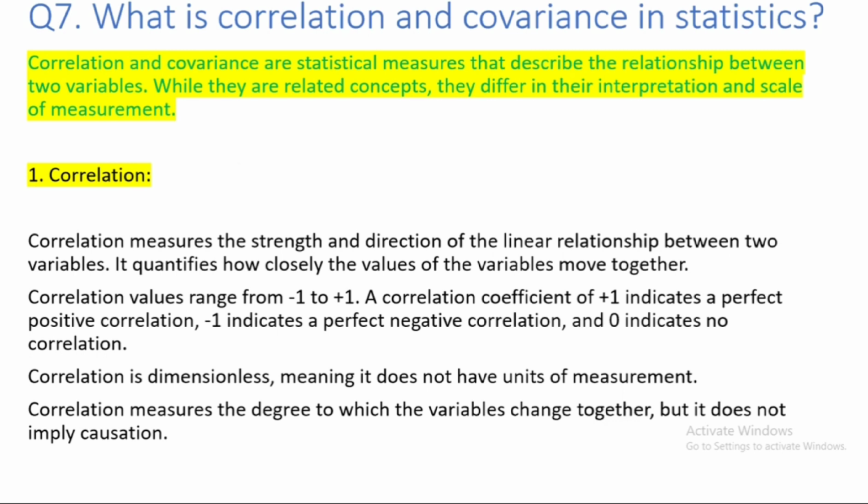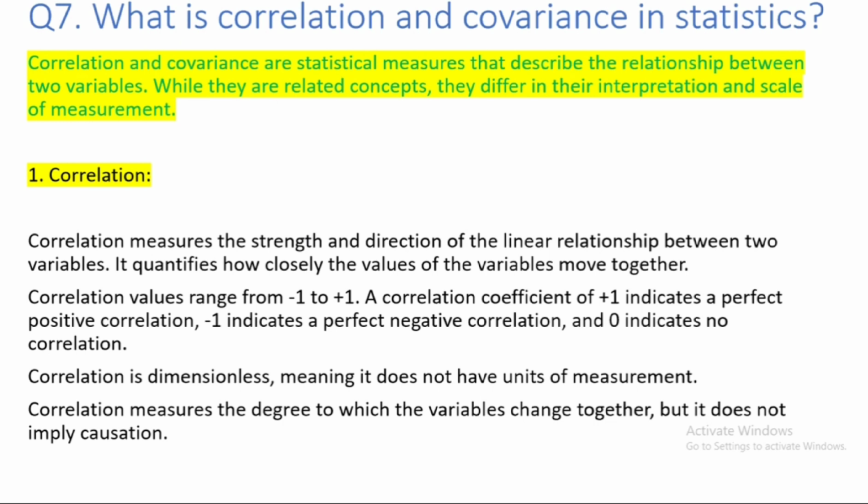Question number 7. What is correlation and covariance in statistics? Correlation and covariance are statistical measures that describe the relationship between variables. While they are related concepts, they differ in their interpretation and scale of measurement. Number 1, correlation. Correlation measures the strength and direction of the linear relationship between two variables. It quantifies how closely the values of the variables move together.